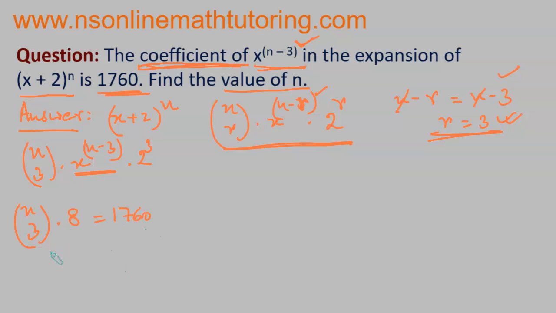And if we just expand this part, it becomes n factorial over 3 factorial times (n minus 3) factorial.